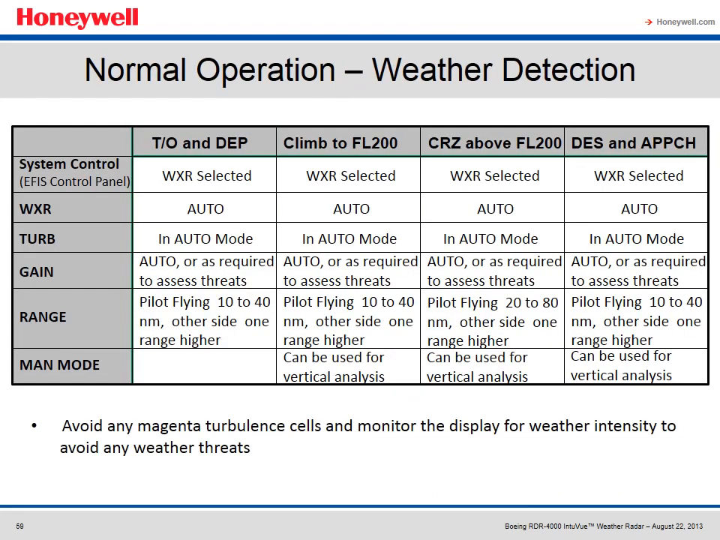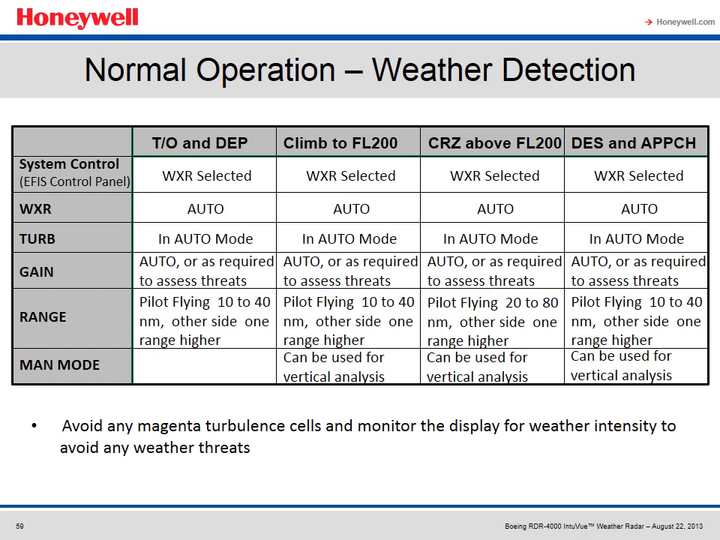Normal operation is very straightforward. You'll be in auto mode most of the time, and range selection varies with phase of flight. In most cases, detection and avoidance can all be done in auto. Think of auto mode as your protection zone. Not all weather shown in the flight path will need to be avoided, but it should be monitored and may need analysis. The man mode will aid you in your analysis in selecting a deviation path.